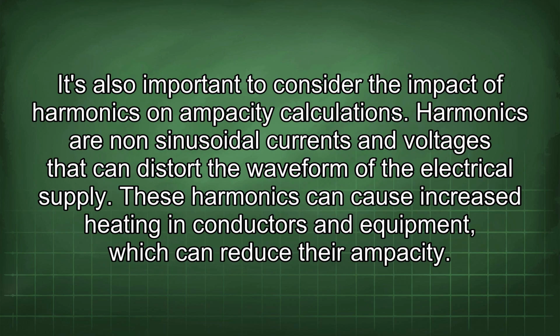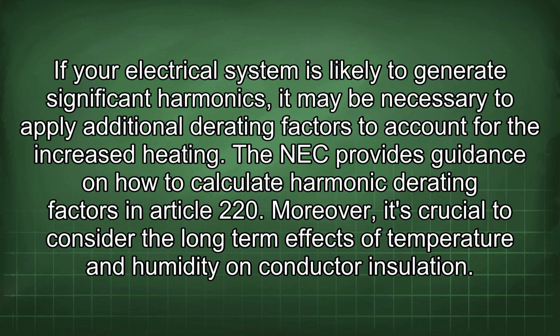It's also important to consider the impact of harmonics on ampacity calculations. Harmonics are non-sinusoidal currents and voltages that can distort the waveform of the electrical supply. These harmonics can cause increased heating in conductors and equipment, which can reduce their ampacity. If your electrical system is likely to generate significant harmonics, it may be necessary to apply additional derating factors to account for the increased heating. The NEC provides guidance on how to calculate harmonic derating factors in Article 220.